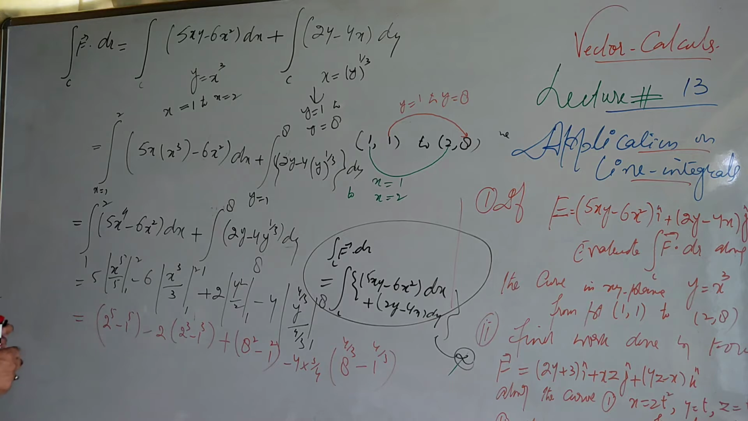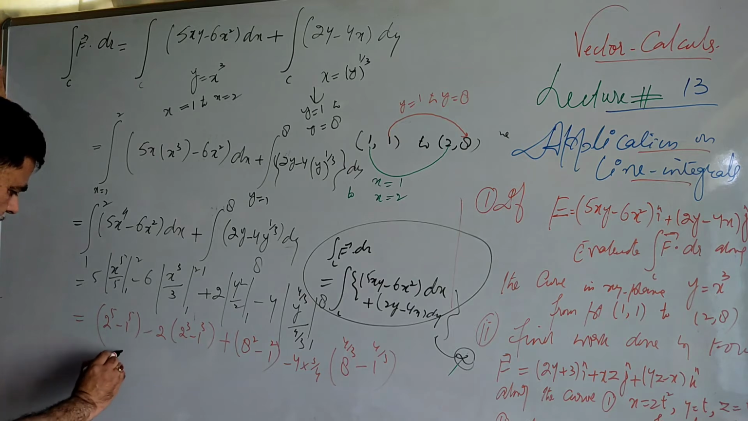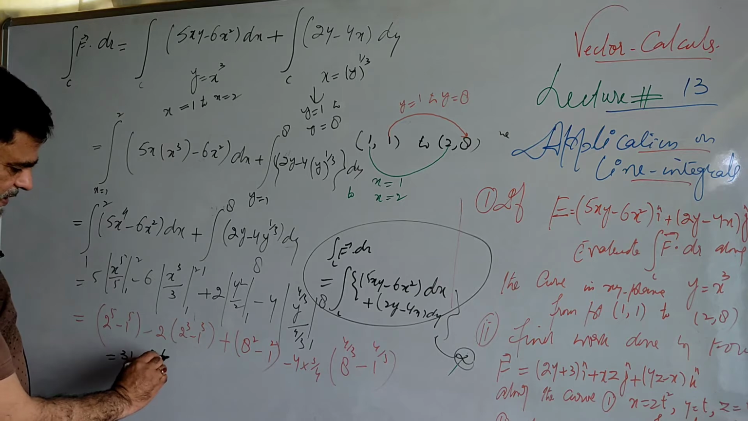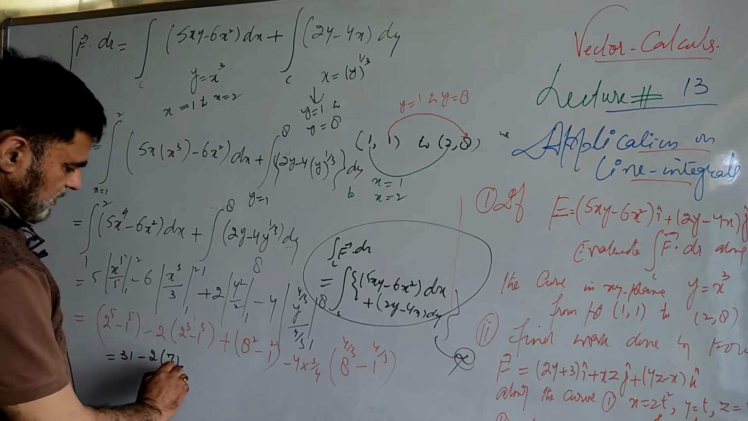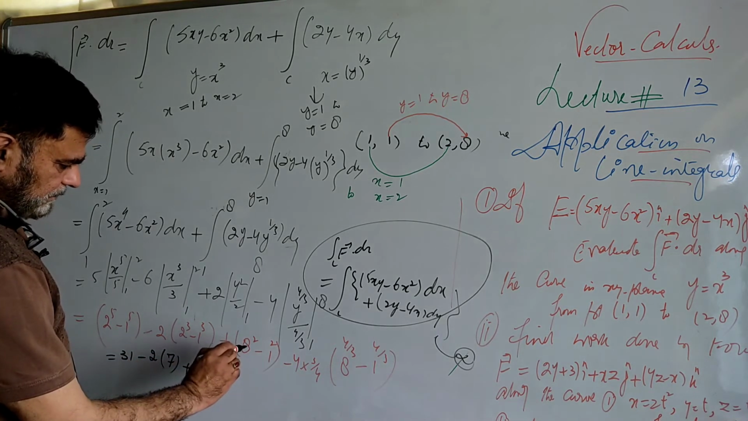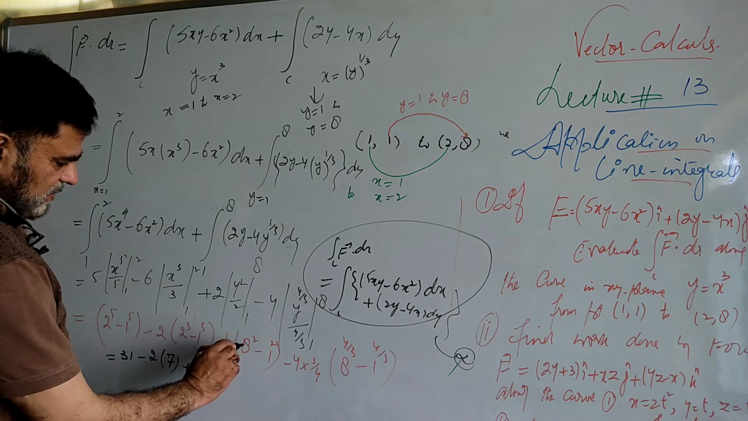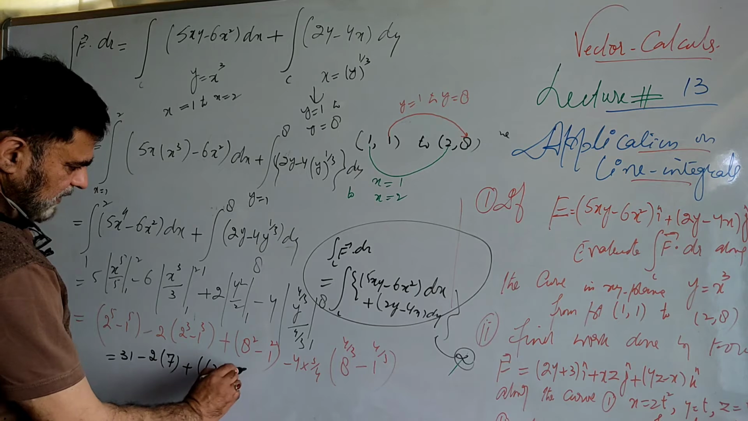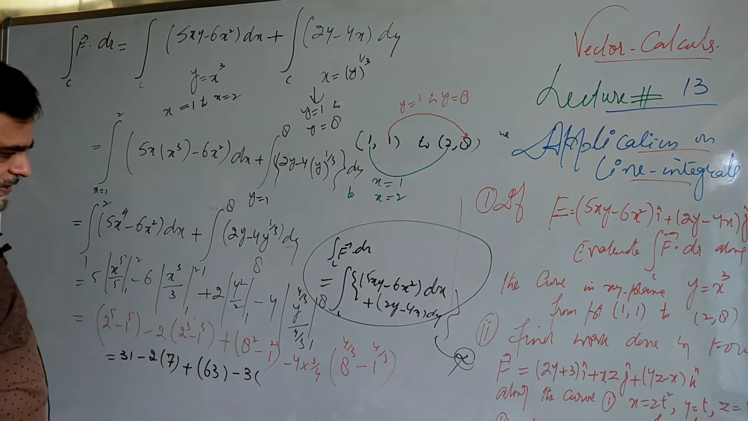What is this? 2 2s are 4, 2 2s are, it is 32 minus 1, it is 31. This is minus 2, this is 8 minus 1, it is 7. And this is plus 64 minus 1, 63. It is minus 3. Now what is this?